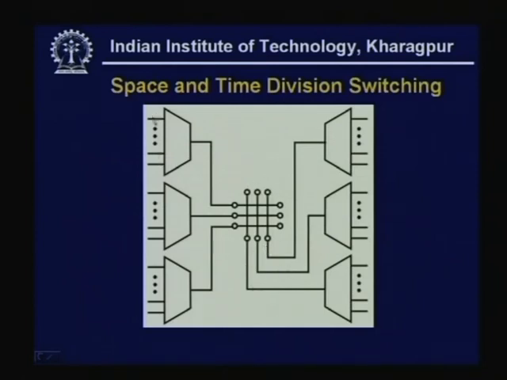That means, from any one of the switches it will come here, and then it can be taken to any one of these multiplexers. So, here it is a multiplexer and here it is a demultiplexer. From any one of these multiplexers it will come here, and with the help of this crossbar switch it can be taken to one of the demultiplexers. As a consequence, it can go to any one of these lines. So, this is how the space and time division switching are combined in implementing the circuit switch nodes.